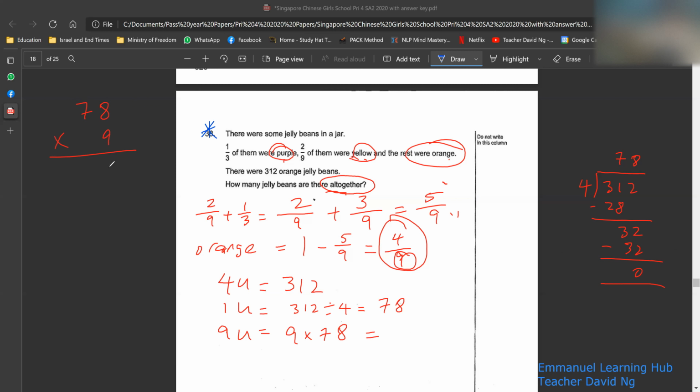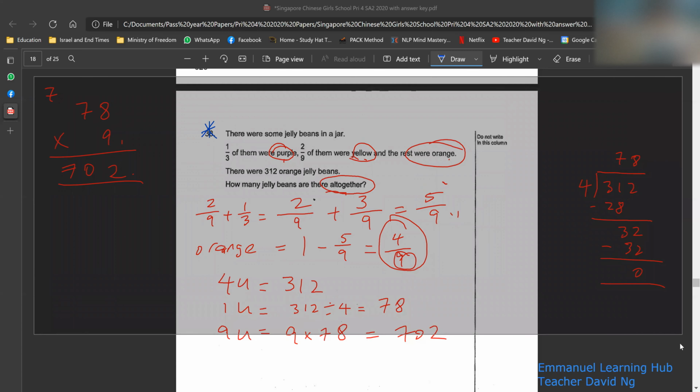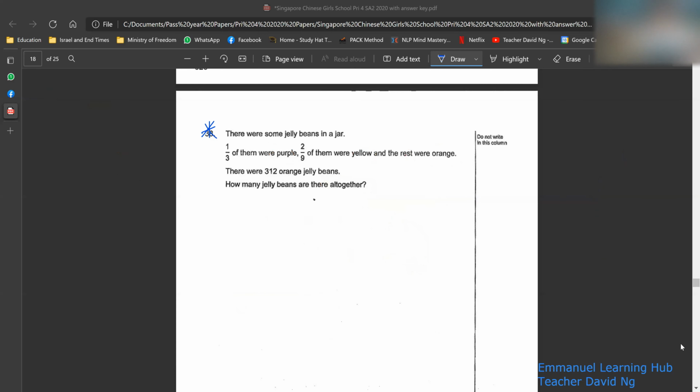Oh, okay. That's a lot faster, right? Yeah. 8 times 9, 72. 7 times 9, 63. 63 plus 7, 70. So answer is 702. Okay. You understand why I can use 9 units, right? Yeah, very important. Then you save a lot of steps, right? Okay, let's move on to the next question.